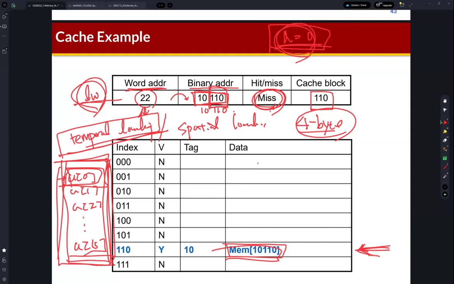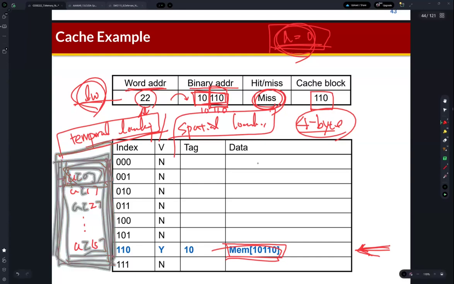We want to exploit the spatial locality in this case, right? Even though this data just missed, the larger data block is fetched and allocated to the cache because we want to exploit the spatial locality. Do you understand?